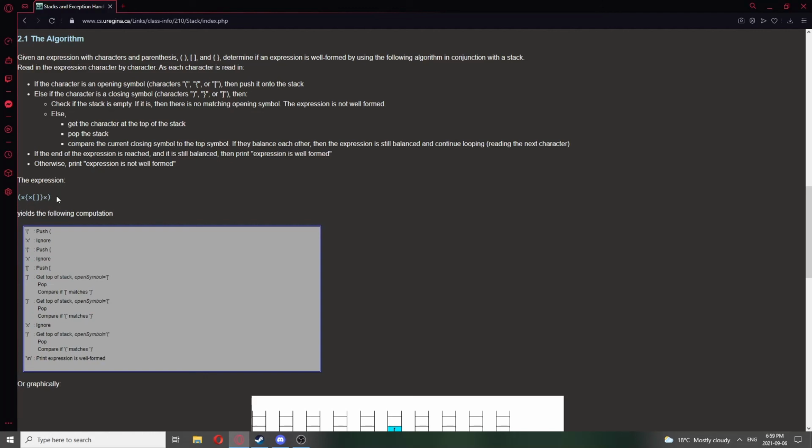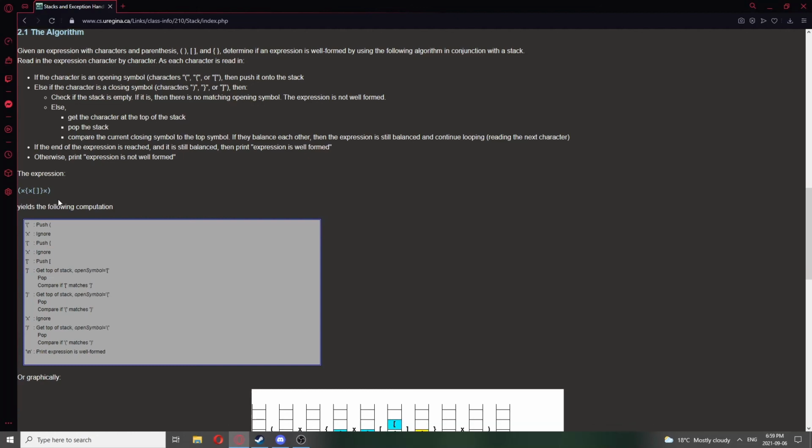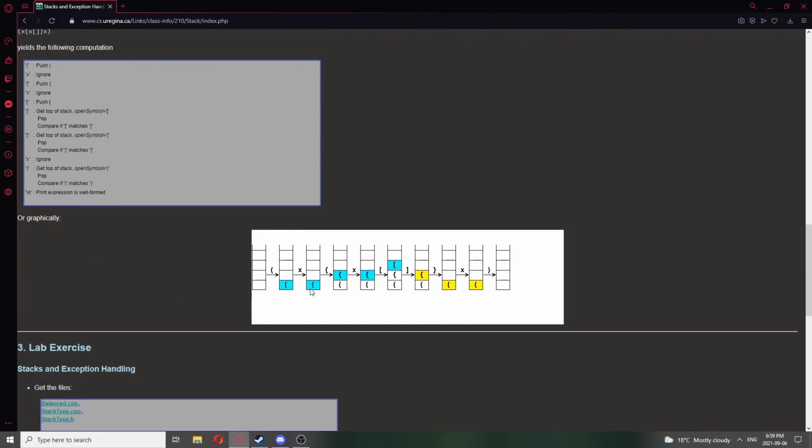And now that the string's over, every parenthesis, bracket and brace had a match, which means the expression is well-formed. And there's a graphic representation of that here.